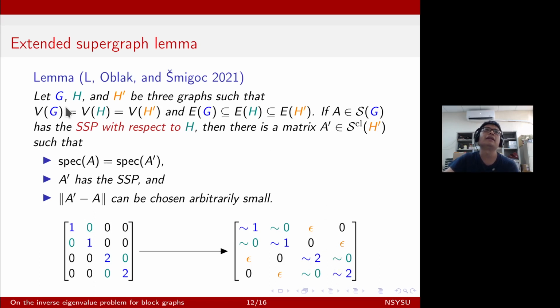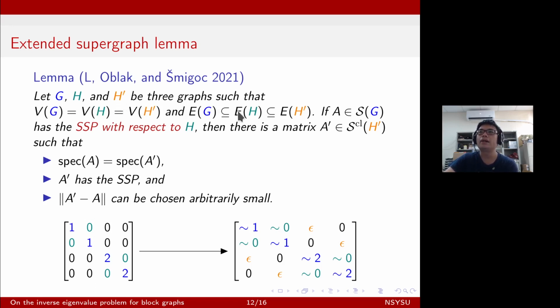It is the extended supergraph lemma. Now we have three supports, G, H, and H prime. Think of G as the support of matrix A, and H as the entries that we are willing to change a little bit. And H prime is the controlling area. We are going to change these entries to be epsilon.